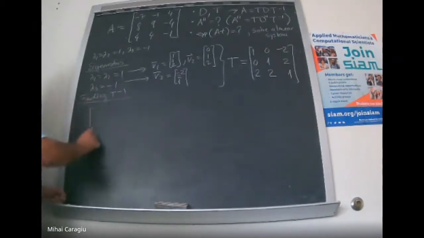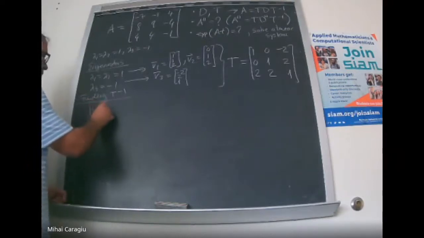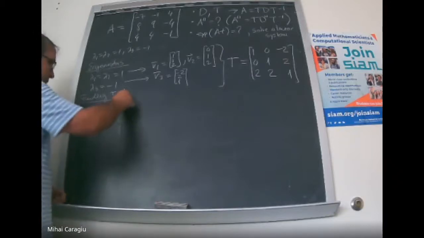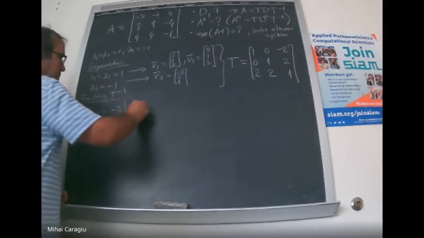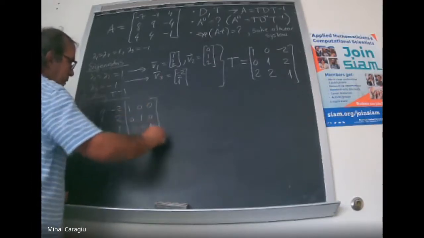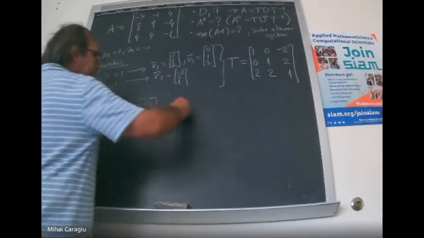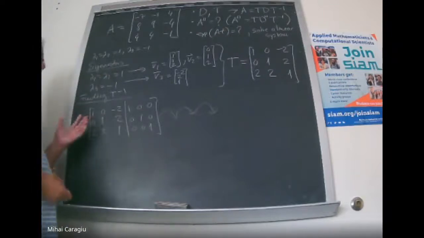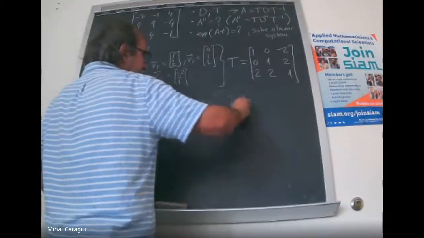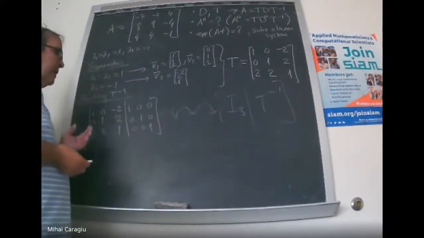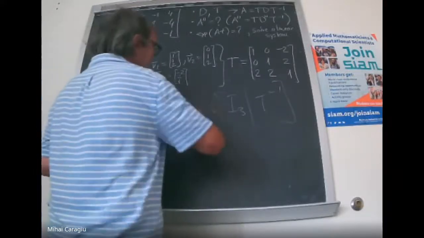So write down T: 1, 0, minus 2, 0, 1, 2, 2, 2, 1. On the right we get the identity matrix 1, 0, 0, 0, 1, 0, 0, 0, 1. Now we do a bunch of elementary row operations with the purpose to transform the left-hand side into the identity form, and to the right we will see the inverse of T. So let's learn how to do it.